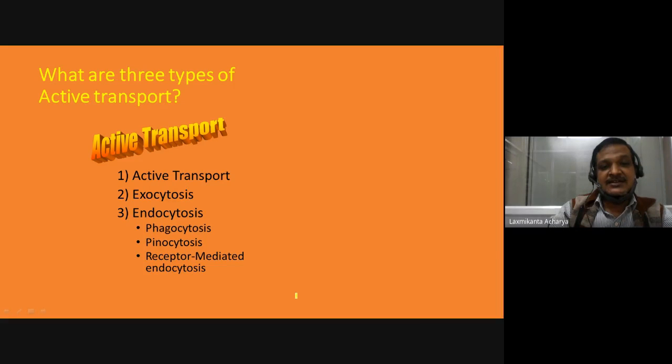So there is exocytosis, there is endocytosis, of course there is receptor mediated endocytosis. We will learn them one by one. And phagocytosis. What is phagocytosis? So here ATP is required.